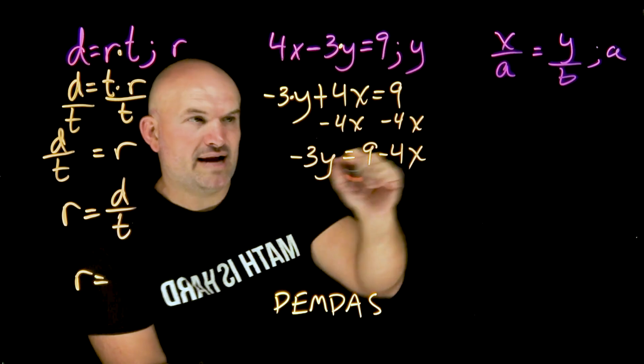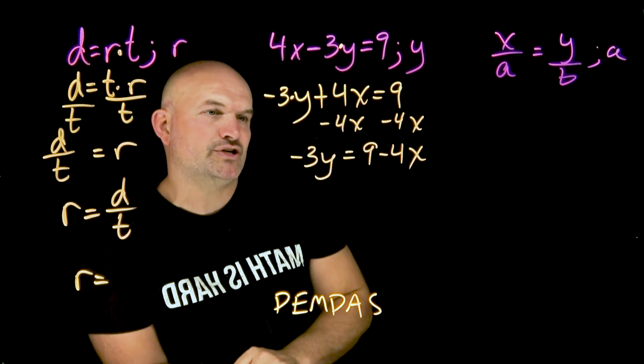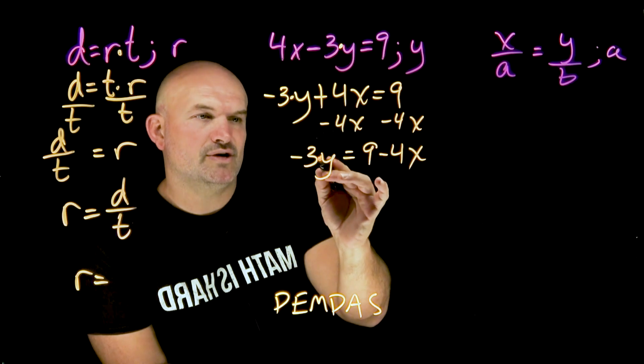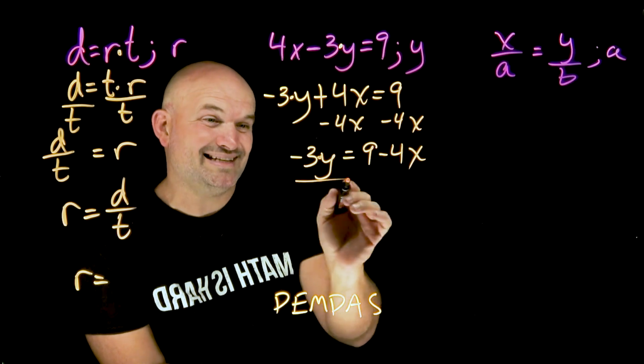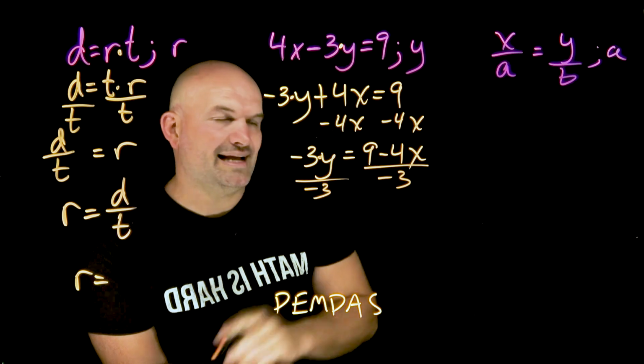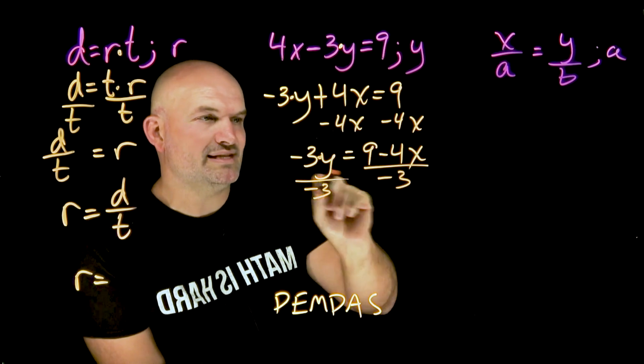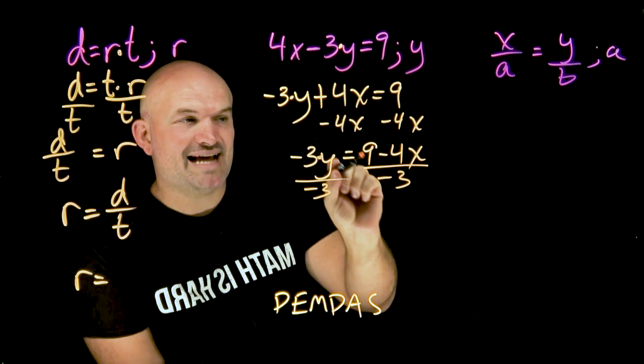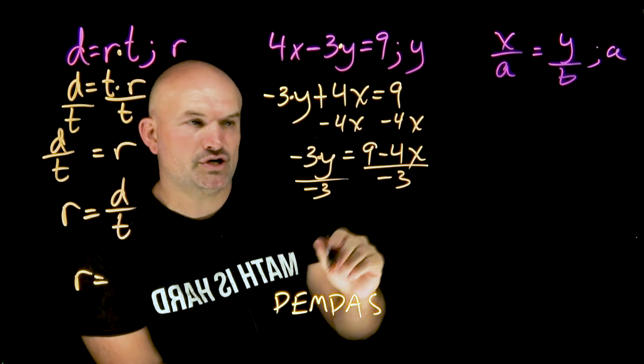Now, again, I undid my addition, so now I just need to make sure that I undo my multiplication. So instead of multiplying by negative 3, to undo that, I need to divide by negative 3. Again, notice how when I'm dividing on both sides, I'm putting this division bar over both of these, right? Because I have to divide this negative 3 into both of these terms.